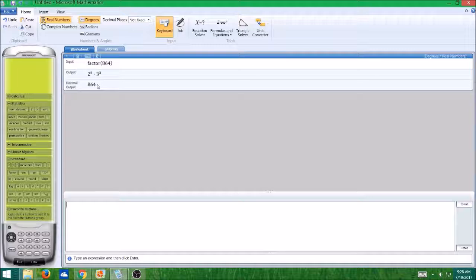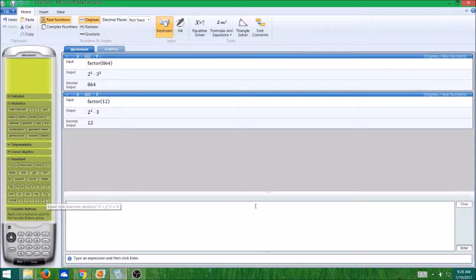And so the decimal output is the original number here. So that's good. Now I'll punch the button this time, factor 12, close that. And so 12, as we worked out by paper and pencil, is 2 squared times 3. So those are the prime factors of 12.